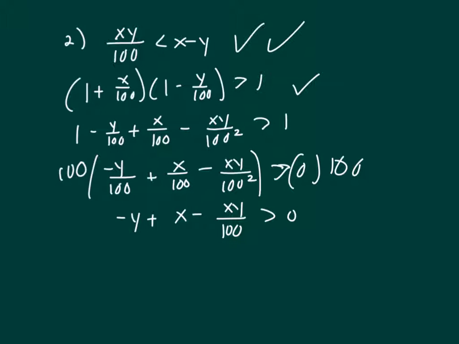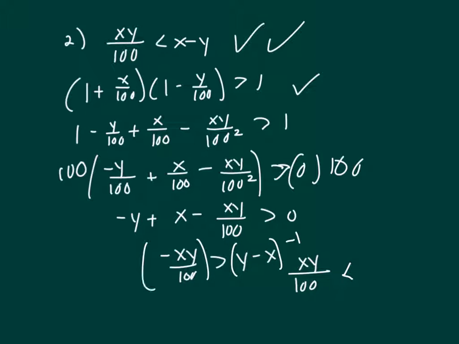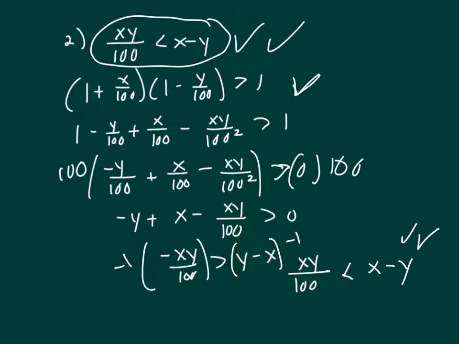Now let's move the X and Y to the other side. That's negative XY over 100 is greater than Y minus X. And let's multiply both sides by negative 1, which is going to change the sign of my inequality. So that reverses this: this is less than, and you multiply the left side by negative 1, and that's going to give me a positive X minus Y. So that works because we took our original statement and it reduced down to this. So your answer is B.